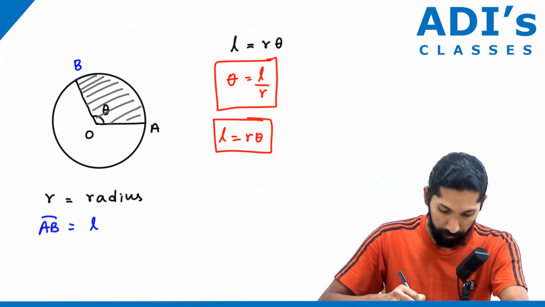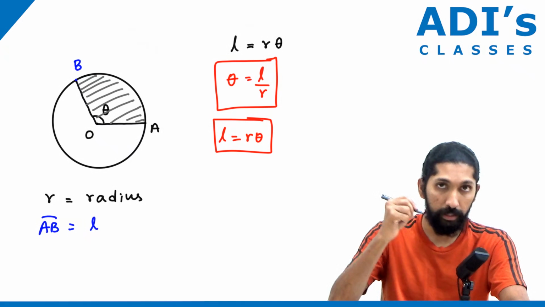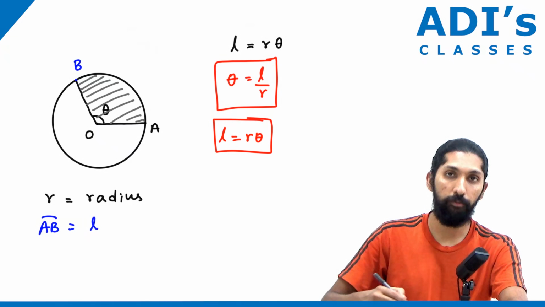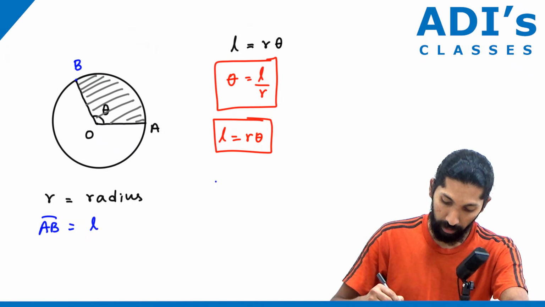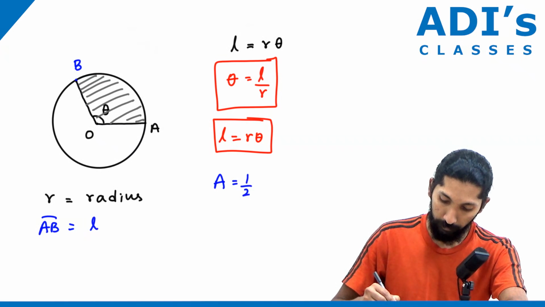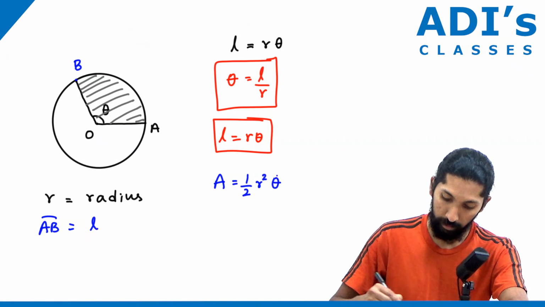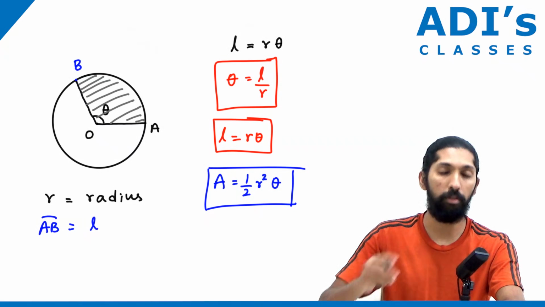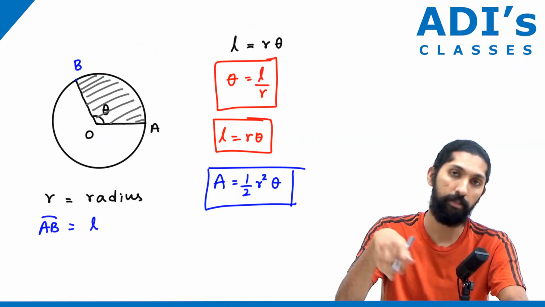Now, the next part you have to understand is the area of this particular sector. See this area. Suppose I need to find the area of this particular sector, then again we have a formula. We use capital A as the area. A is equal to half R square theta. This is the area of the sector.